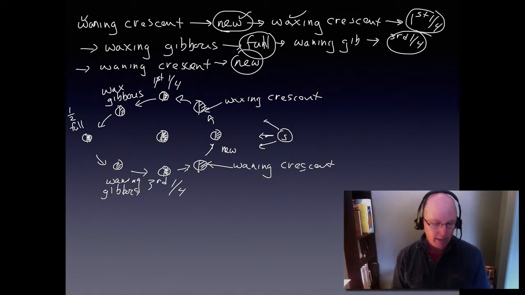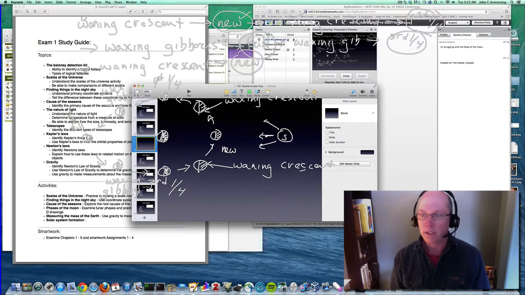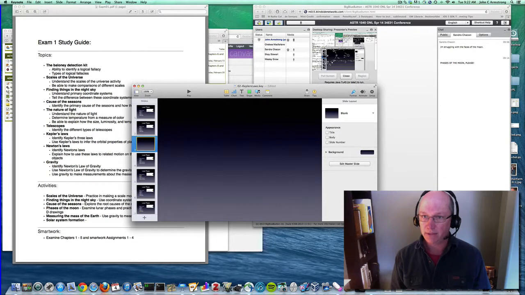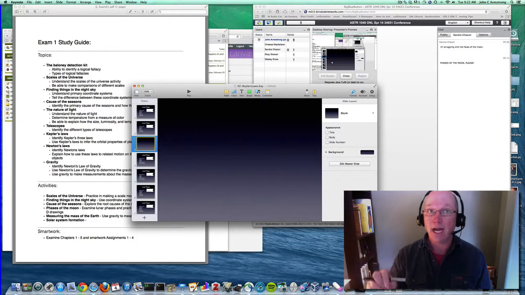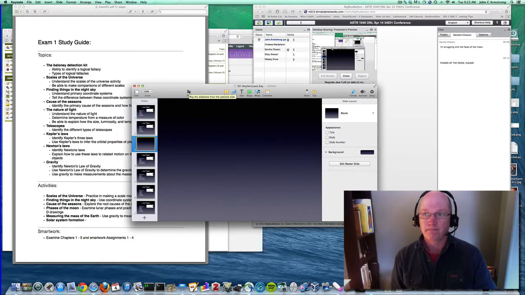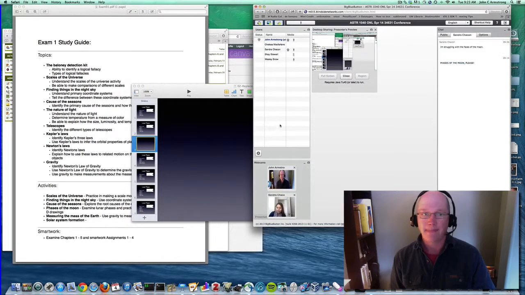Okay, so those are just the basic phases. I've got a little more I want to go through, but I just want to make sure, see if there are questions about the basic phases. The next thing I want to talk about is how you determine the time and location if you know the phase. Sound good? Okay, we're going to move on to, all right, we've got the basic phases. Now let's move on to how we tell time and location if we know the phase.